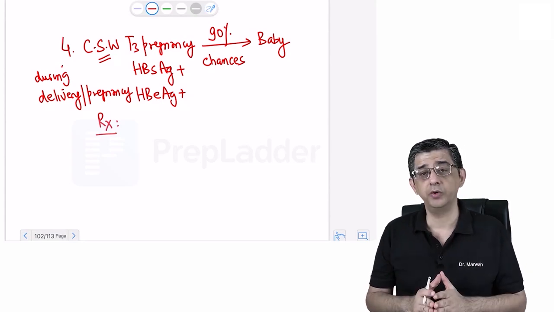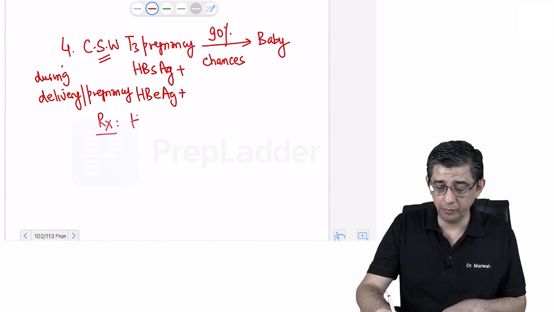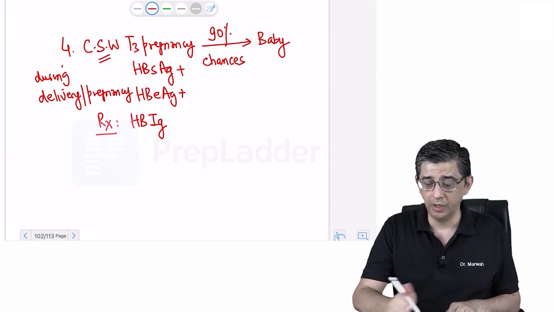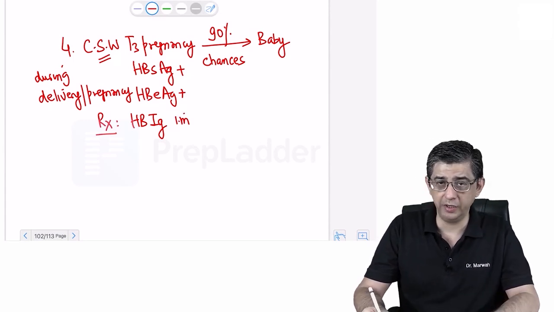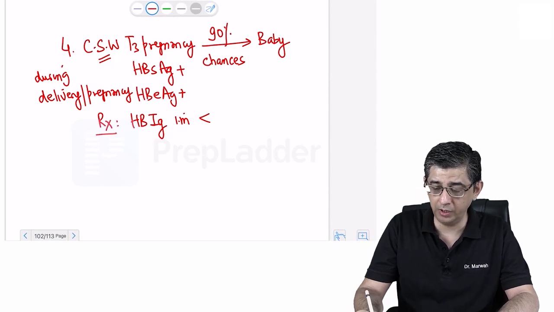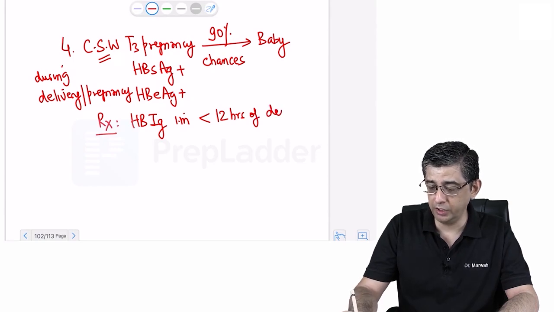She's saying, sir, make it 0%. I don't want my baby to suffer. So you will tell her, no issues, we will make this happen. How? After the delivery of your baby, we will give your child hepatitis B immunoglobulin. This would be given parenterally to the child, obviously taking care of the aspects related to anaphylaxis. So don't give it in the ward. Admit the baby in the nursery and then give hepatitis B immunoglobulin. And this should be done within 12 hours of delivery.